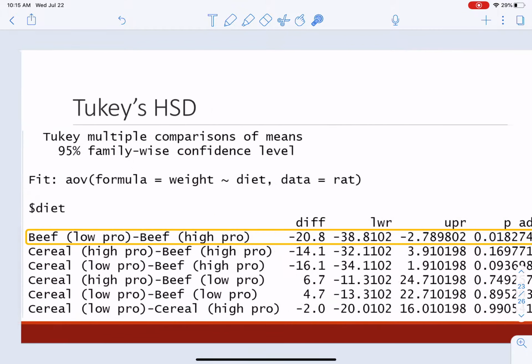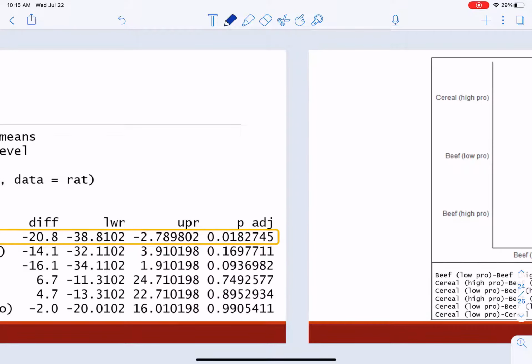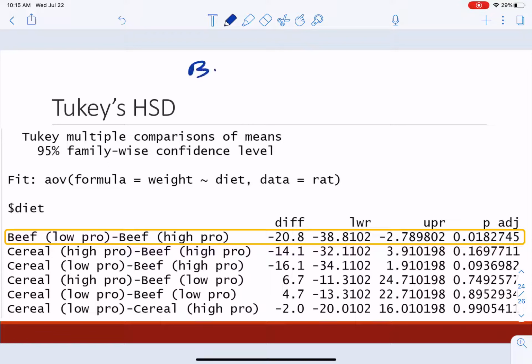So let's actually go on to the next page. And it turns out that the only statistically significant difference between these groups is between the beef with the low protein and the beef with the high protein, okay? So we have, whoops, what's on the next page? Oh yeah, okay, cool. So based on the ANOVA, we have significant evidence, as we've already said, that at least one group is different from the others, right?